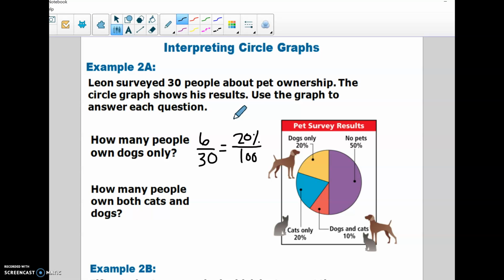6 people own dogs. How many people own both cats and dogs? Cats and dogs together is, add the percents, it's 40%. So I would do 40% over 100, and we still have a total of 30 people that have been surveyed. I would cross multiply 30 times 40 and divide by 100, and I would get 12. So the answer is 12 people here and 6 people here.